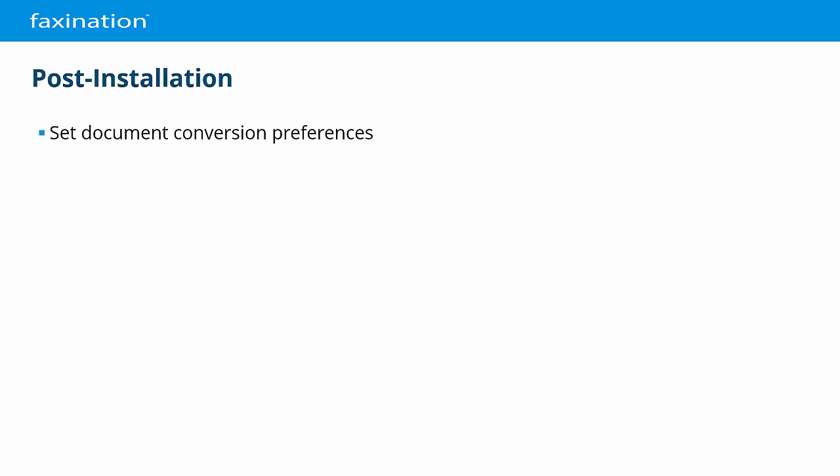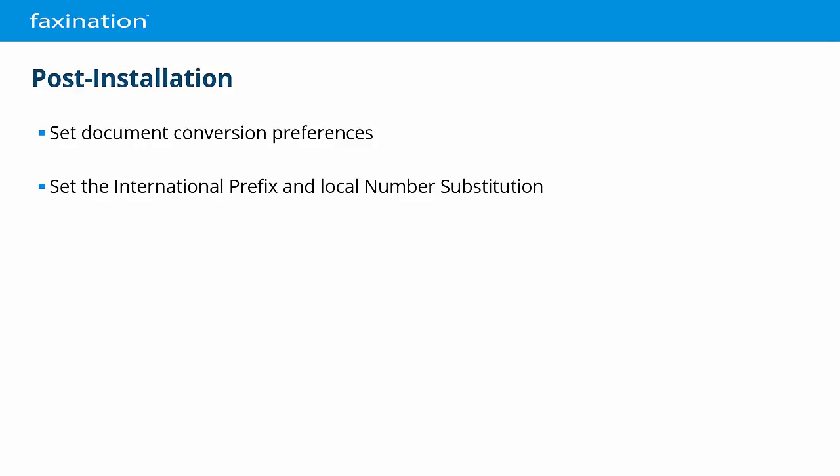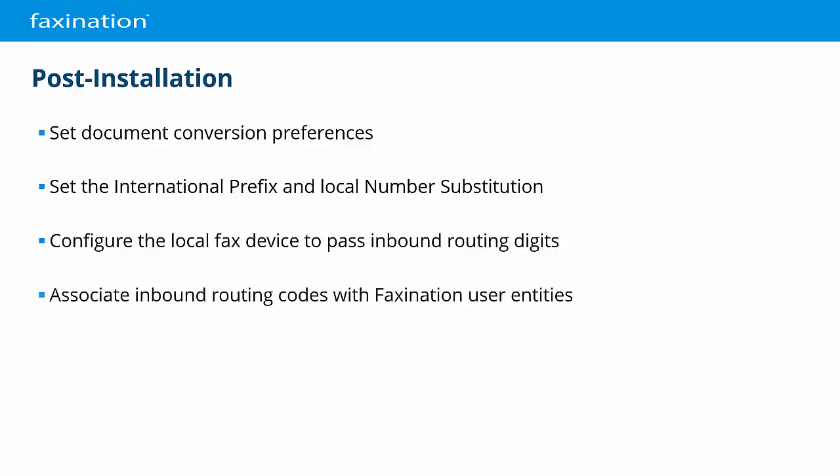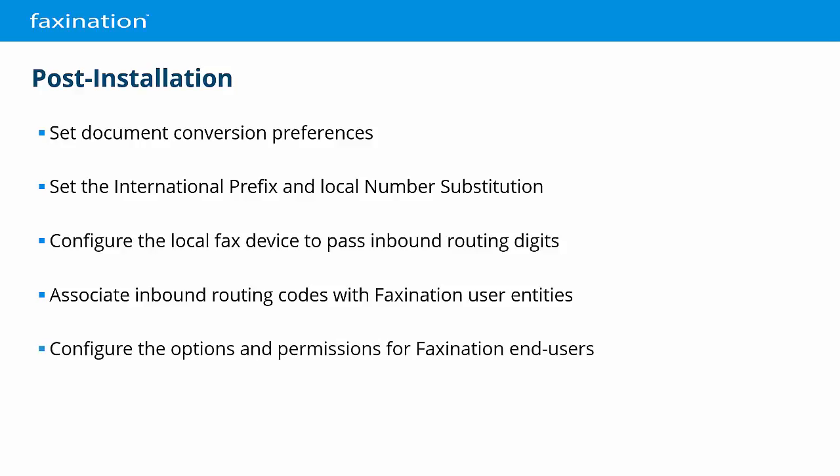We still need to configure our document conversion preferences for outbound file attachments. We need to set the international prefix and configure outbound telephony dialing rules using number substitution. We need to configure our local fax device to pass inbound telephony routing digits. We also need to associate those inbound routing digits with Faxination destinations or user entities. And finally, configure the options and permissions for our end users.